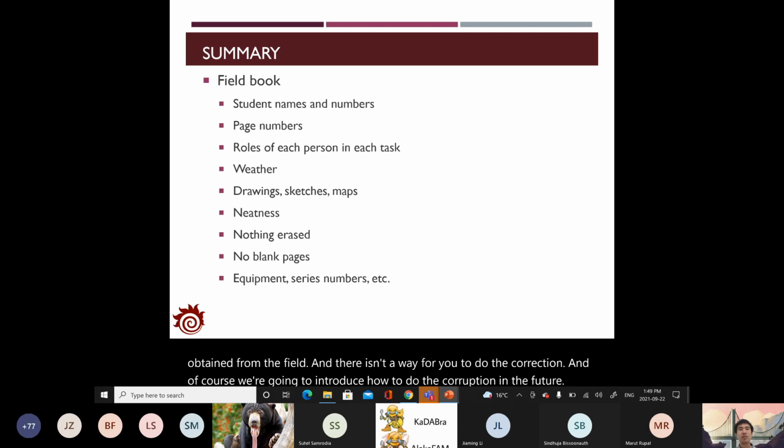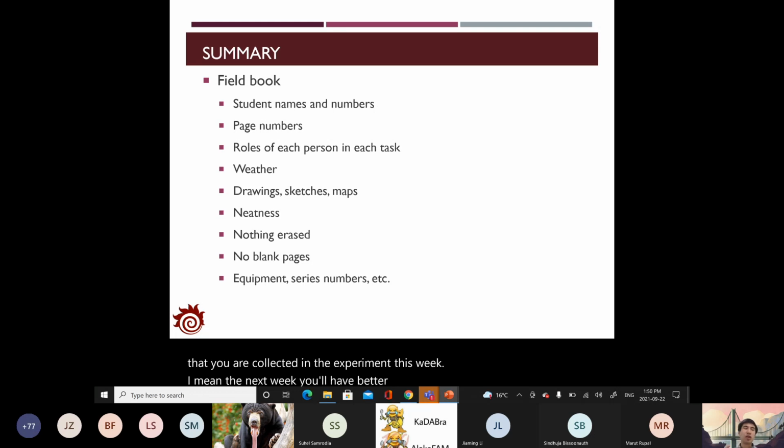And this would be all the information you have to remember to put in your field book. You can check all this information and verify the field notes that you collected in the experiment this week. In the next week, you will have a better idea about what part you are missing, and you should put it there. What I suggest is that you print out this page and bring it with you in the field experiment, and make sure that you have all the information in your field book.